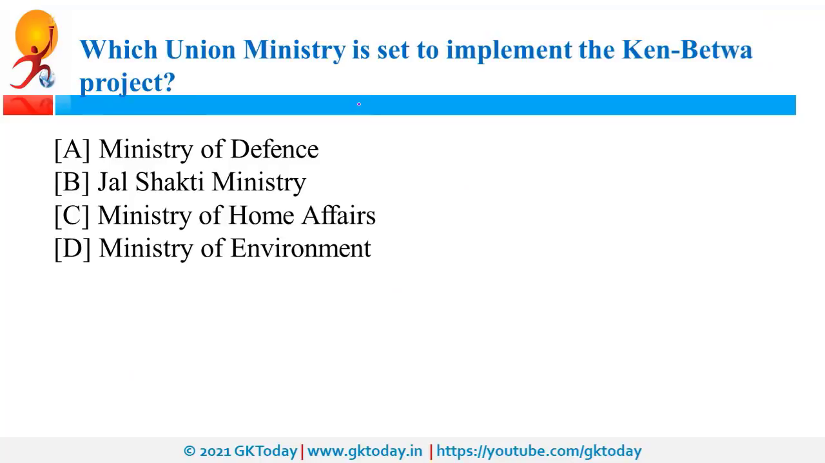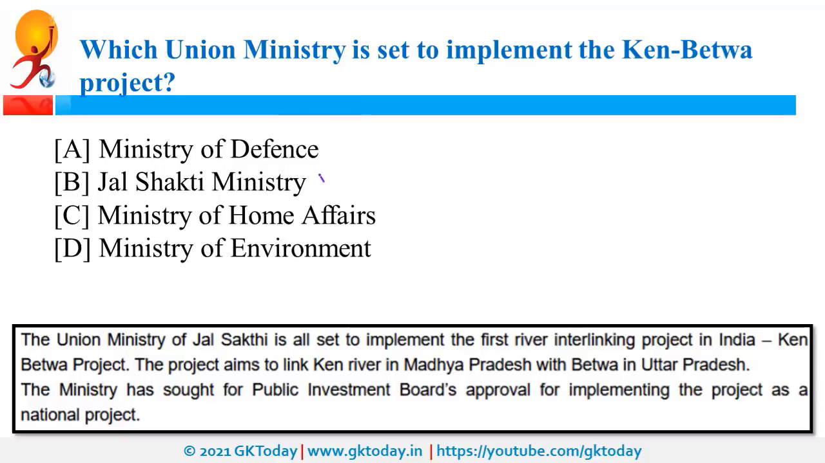Which union ministry is set to implement the Ken Betwa project? This is the Ministry of Jal Shakti. This is the first interlinkage project in our country in which river Ken is going to be linked with river Betwa. Ken river is in Madhya Pradesh, Betwa is in Uttar Pradesh. The surplus water from one river will be transferred to the water deficit river. Recently, the Jal Shakti Ministry sought approval from the Public Investment Board for this project.